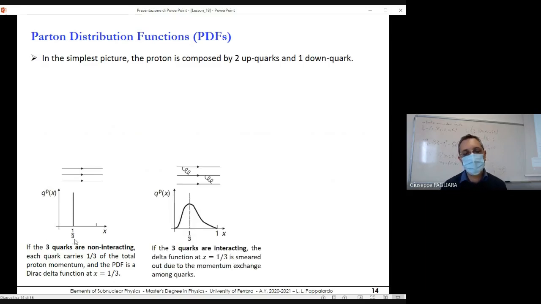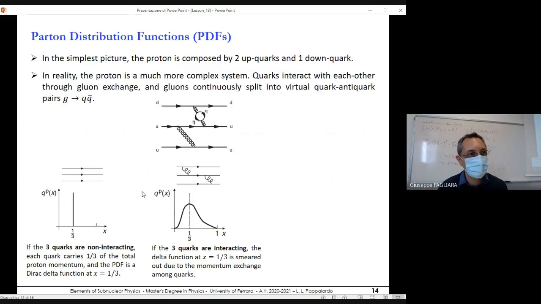Suppose now that we still have only 3 quarks, but now they are interacting, so they exchange gluons, as we know from QCD, okay? Now, in this case, the delta function at x = 1/3 is smeared due to the momentum exchange among quarks through gluon exchange. So let's say the maximum is still around 1/3, okay? But now it is no longer a delta, it is smeared due to this momentum exchange through gluon exchange.